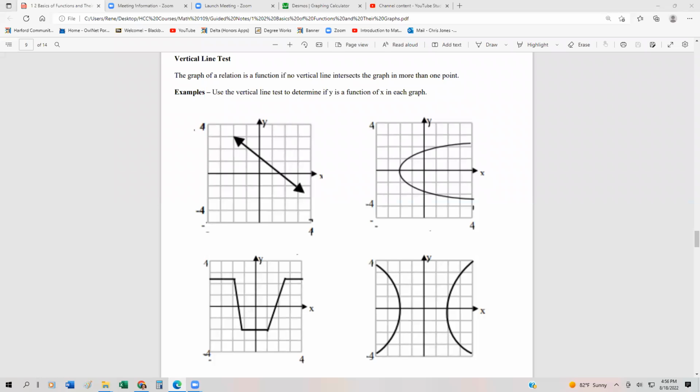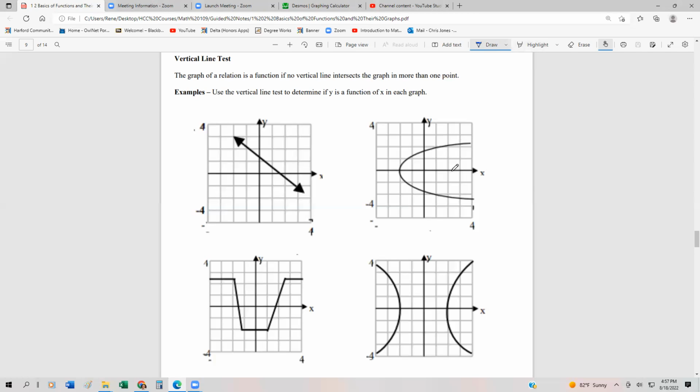One of the easiest things that we can do to determine if a relation is a function or not is use something called the vertical line test. The vertical line test is exactly what it says: you look at the graph of a relation and draw many vertical lines. If any of those vertical lines intersect the graph at more than one point, that means it is not a function, it's just a relation. But if we draw a bunch of vertical lines and each intersects at only one point, then that means it is a function.